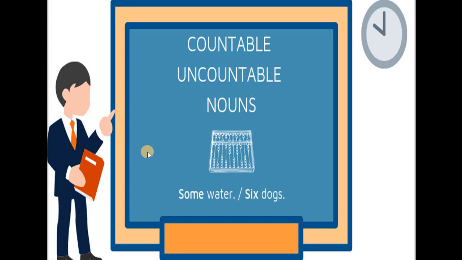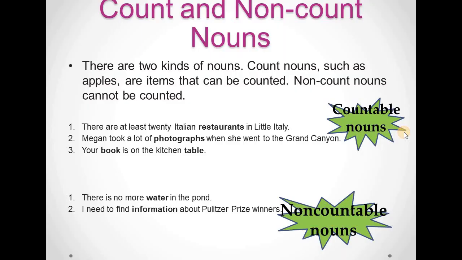What do we mean by countable and non-countable nouns? First we have to know that countable nouns are things we can count, but non-countable nouns are things that we cannot count. What does that mean? Let's have a look. These are two kinds of nouns: countable and non-countable nouns.